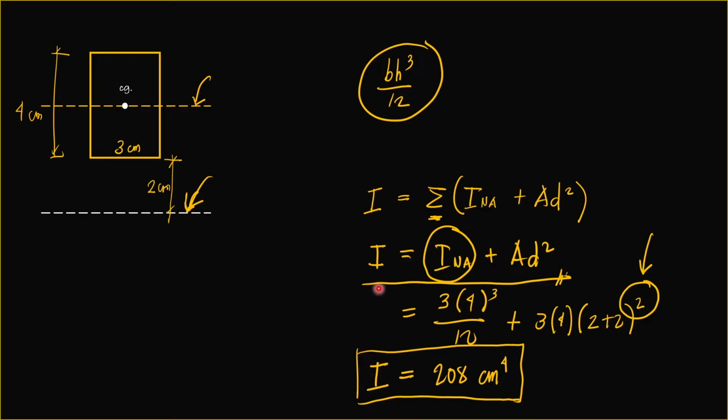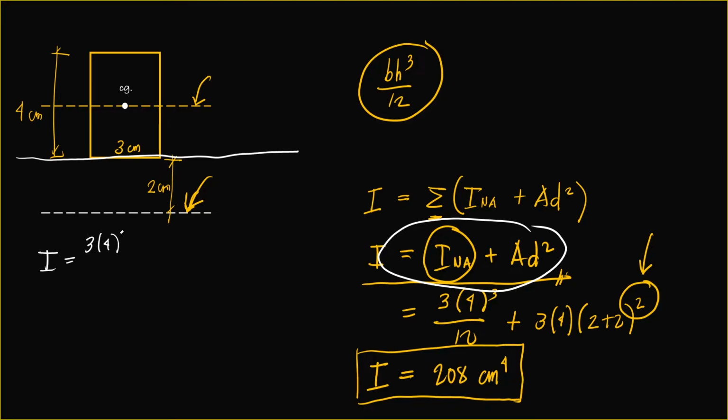Okay? And actually, this formula can also be used in solving for the moment of inertia at the base. Sometimes we are asked to get the moment of inertia at the base. Say for example, this is the axis that we consider. So using the formula, I is equal to, this is the formula again, I_NA plus AD squared. Your I_NA is 3 times 4 cubed over 12, plus the area is 3 times 4, right? Now the distance from the axis to the centroid is 2, so 2 squared.